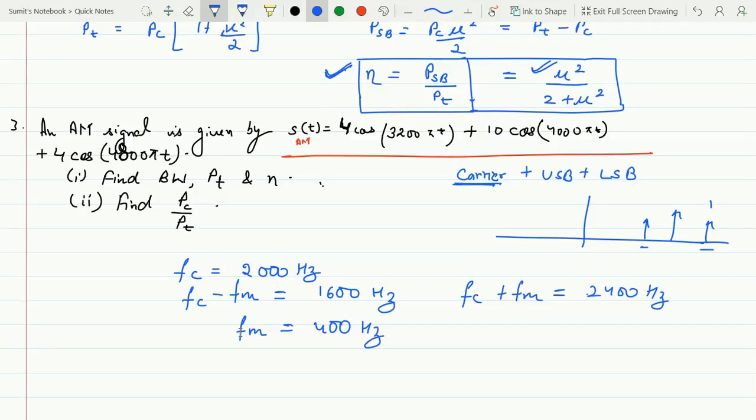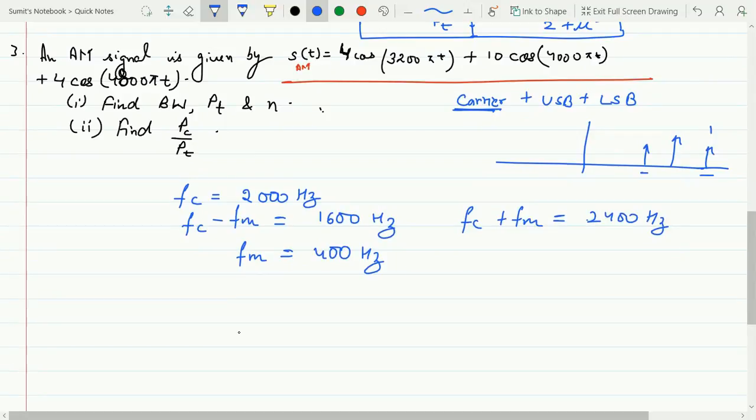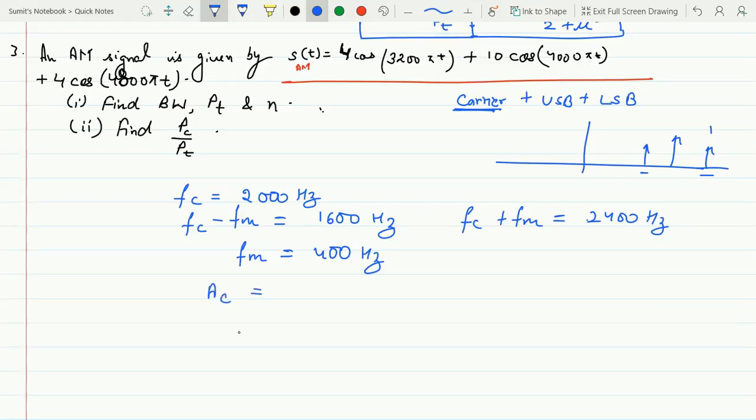So this question just tells you that if there is an AM equation given, how to get all the parameters of AM, how to first of all get the carrier frequency, message signal frequency, and then you can find out the rest. Since this is your carrier component, you can also find out Ac. So Ac is, it is saying 10, and if you remember that equation, you can say that Ac mu by 2 is your 4 now.